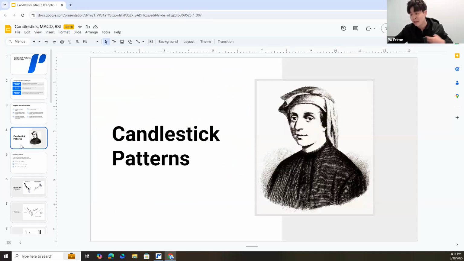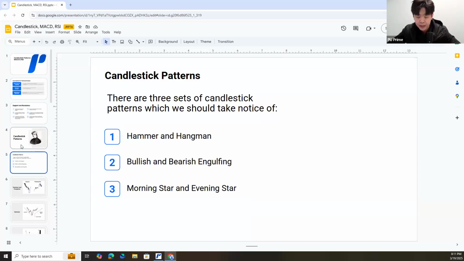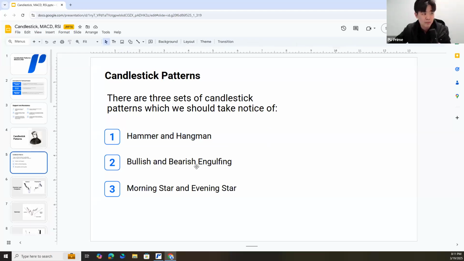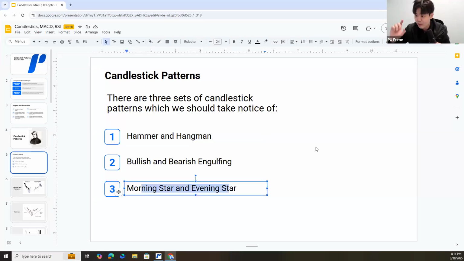Candlestick patterns. Candlestick patterns are very easy for us to understand only because there are only a few patterns that we are going to cover today. We are going to discuss the hammer and hanging man, then bullish and bearish engulfing candlesticks, morning star and evening star. So you just need to memorize the pattern of each candlestick, and I will also show you some examples of when this pattern has been formed, and what is the expected prospect for all of these asset classes.